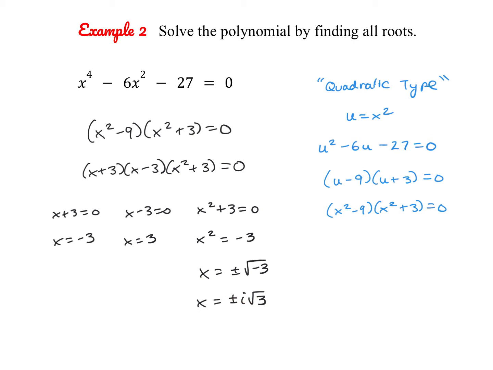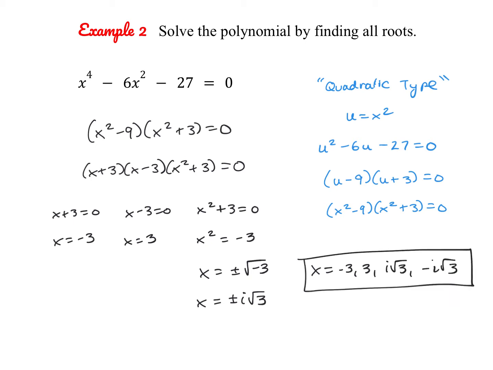So let's just list out our zeros really quick. So we have -3, +3, positive i root 3, and negative i root 3. And again, you can absolutely write this as plus or minus i root 3. That's completely fine. This is just to show that there are 4 roots to this polynomial that has a degree of 4.